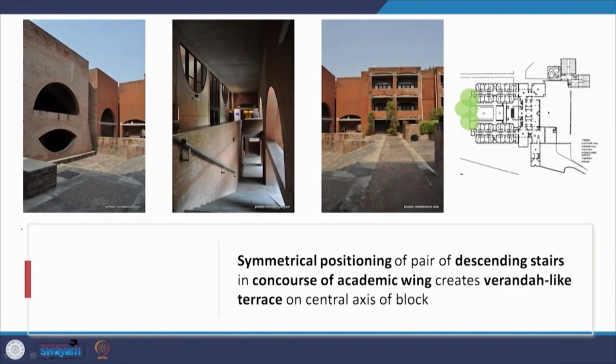Now, the symmetrical positioning of a pair of descending stairs, if you see this plan, these are the two descending stairs that you see here, and then there is a descending stair on the other side. These are descending stairs in the concourse of the academic wing, and they create a veranda like terrace that you see here in this picture on the central axis of the block. So, this is the central axis. This step down that you see here is what is seen in this picture.